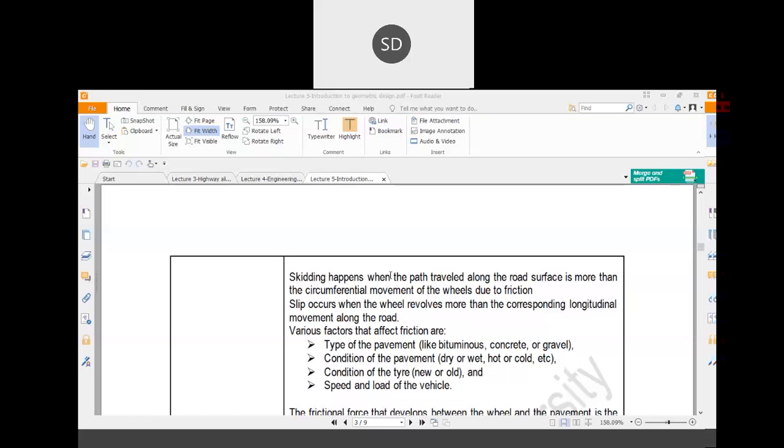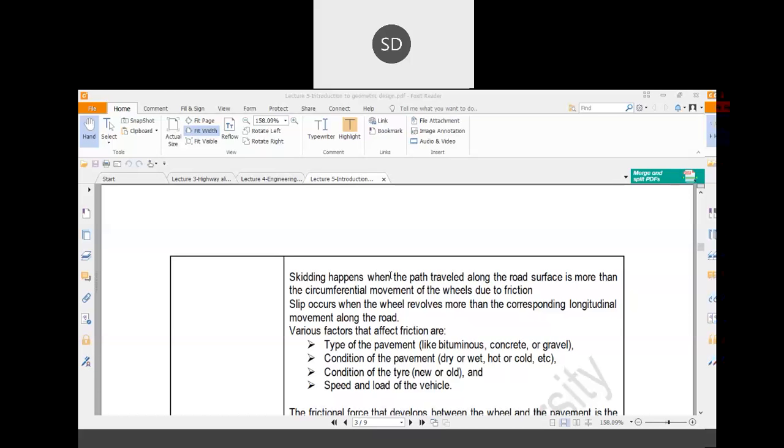The vehicle will move forward up to some distance, but the revolving of the tire will stop. For that reason, the vehicle will move forward, but it will create a mark over the road surface and some sound would be there. That is called skidding. So skidding is whenever you are moving without the revolving of the tire.